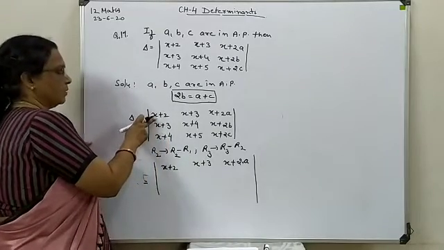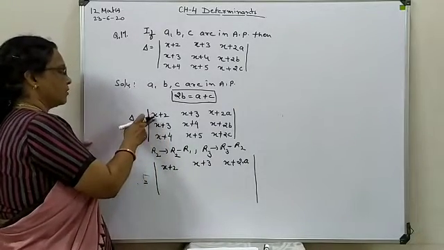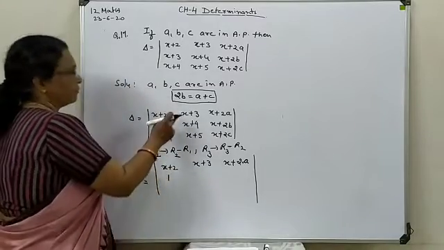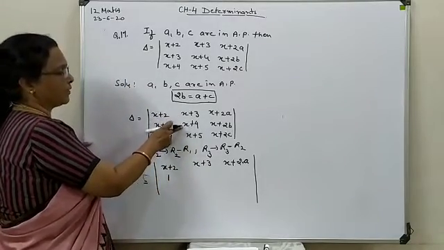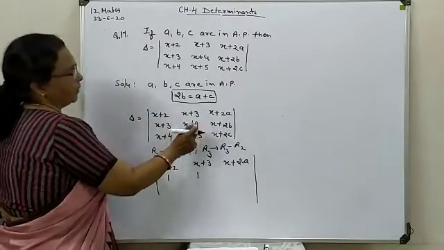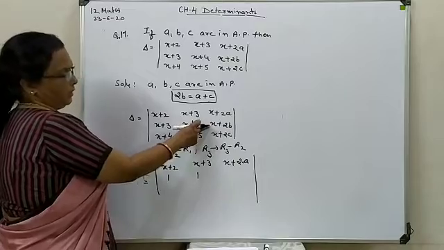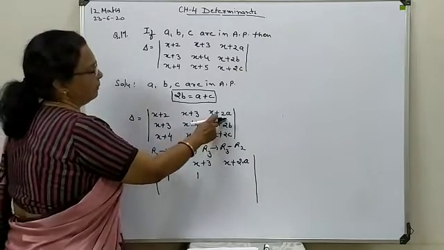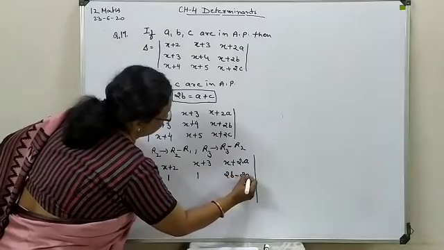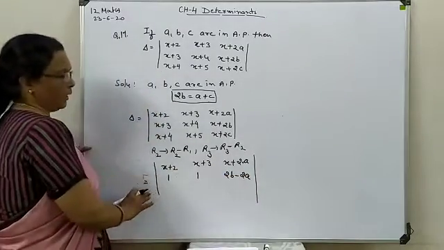Next, as this row is going to be subtracted from here, so x and x will cut. 3 minus 2 means 1. Here also make it subtract, so x and x cut. 4 minus 3 is 1. Here you look at x and x cut on subtraction, you will be left with 2b minus 2a. So this is your remaining combination, 2b minus 2a.